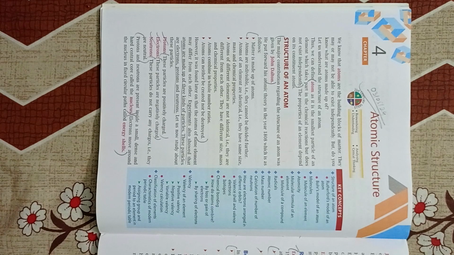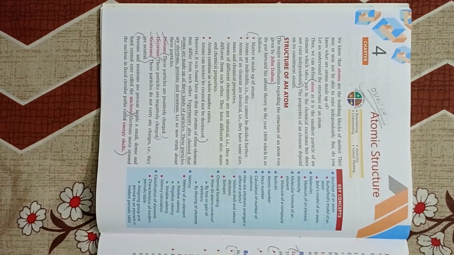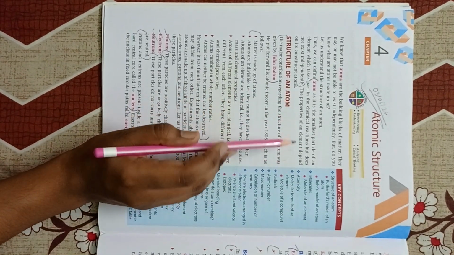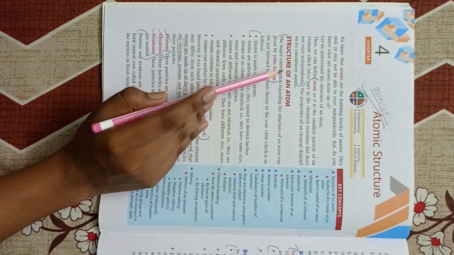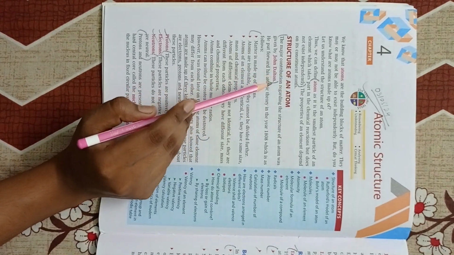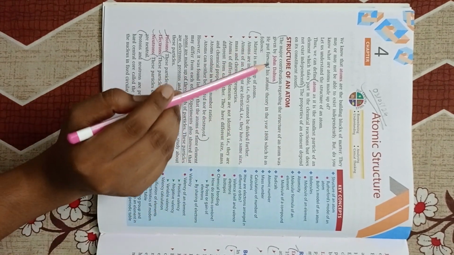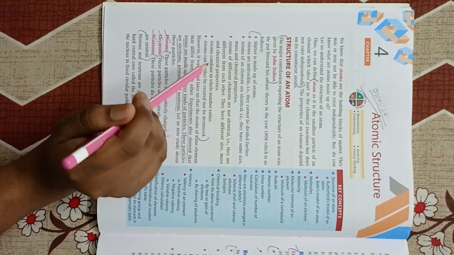Today we will start a new chapter, that is chapter 4, atomic structure. Okay. So see, an atom is the smallest particle of an element which takes part in the chemical reaction but does not exist independently. The properties of an element depend on its constituent atoms. The major contribution regarding the structure of an atom was given by John Dalton. This one is very important.